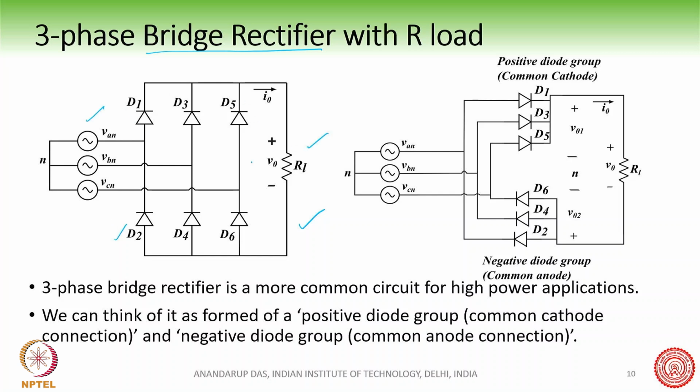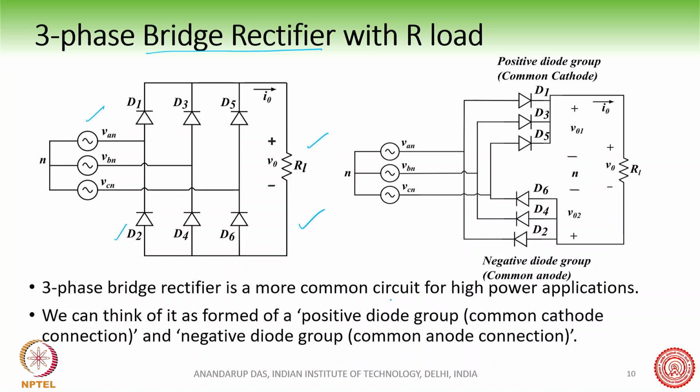The diodes are numbered in this fashion, 1 3 5 6 4 2. The reason is the way they conduct in a sequence. That is how these diodes are drawn.